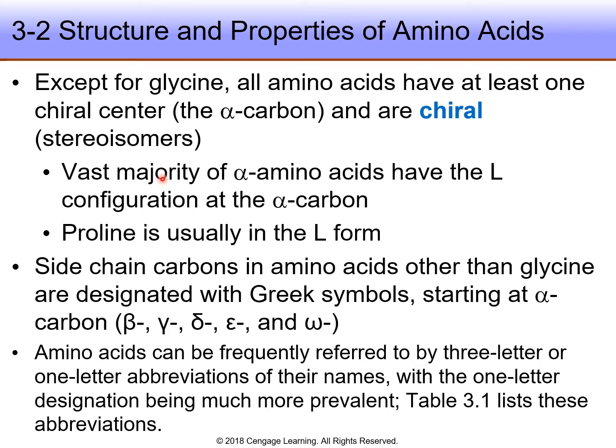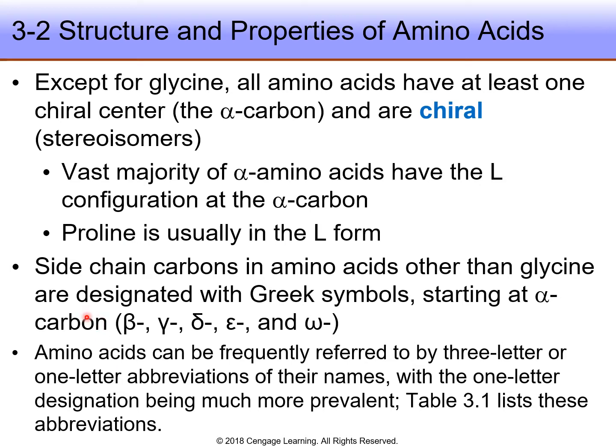And D and L is important. For example, a sugar molecule with the D orientation may be sweet, whereas the L isomer is bitter. And the same for a drug. A drug that is helpful in one orientation may be poisonous in the other orientation.